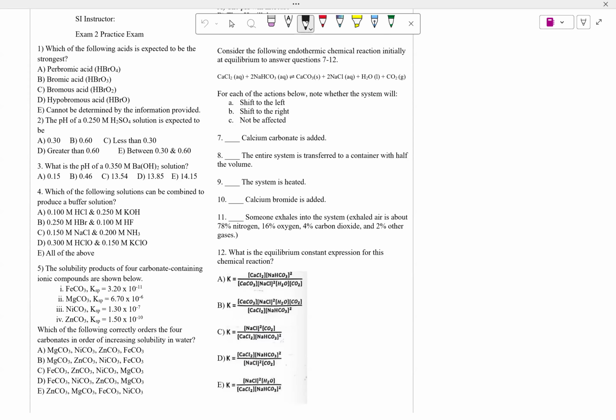CH3COO negative, the conjugate base. So we have the weak acid and the conjugate base. Next, I can put this into the Henderson-Hasselbalch equation. Is it plus or minus? It should be plus, right? Plus the log of the conjugate base over the weak acid. Now I just have to convert moles to concentration, and when I do that, the answer will be something like 4.7.